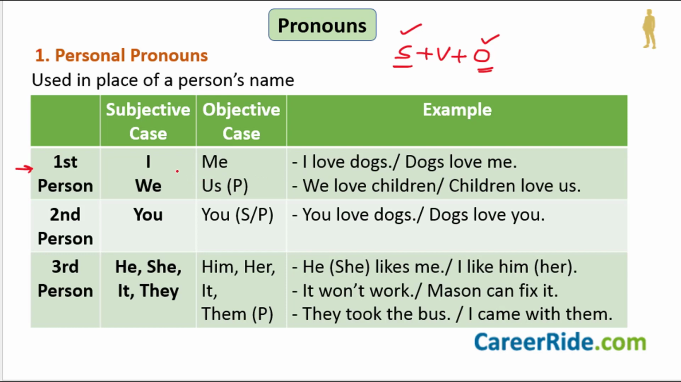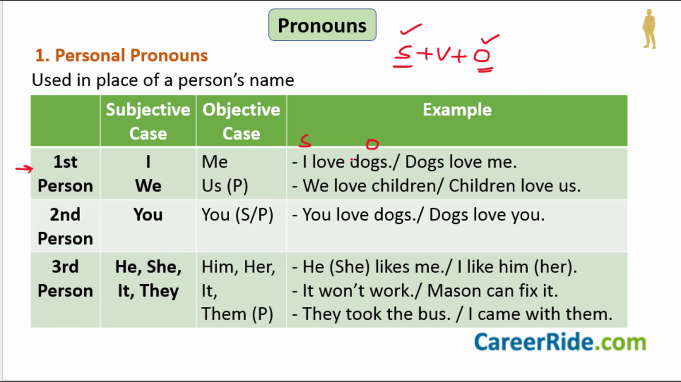Don't worry. So I am talking to you. We are talking to you. In this case, I and we are what? They are subjects, right? Let's see this example. I love dogs. I is what? It is the subject here. Dogs is what? Dogs is the object here, right?